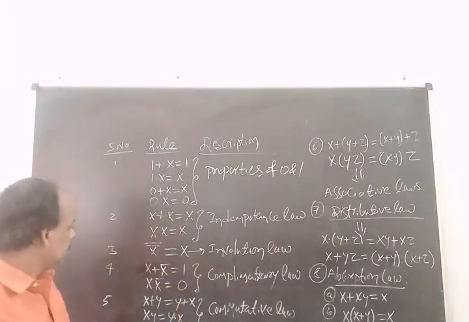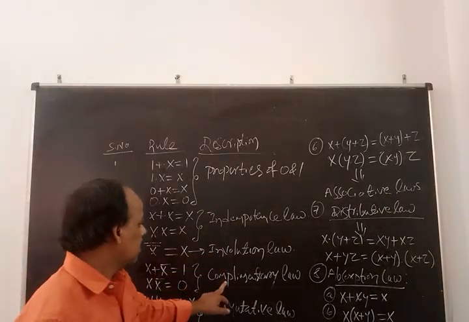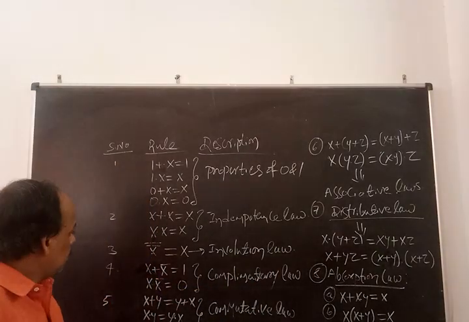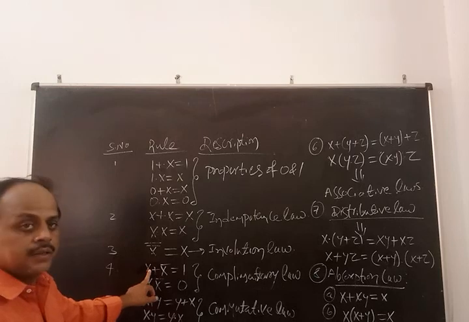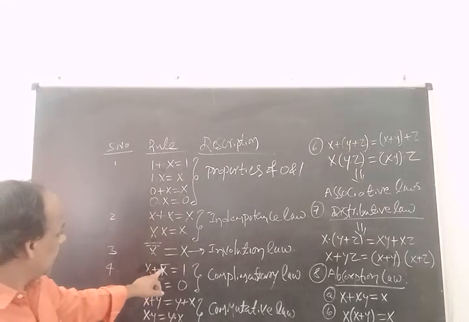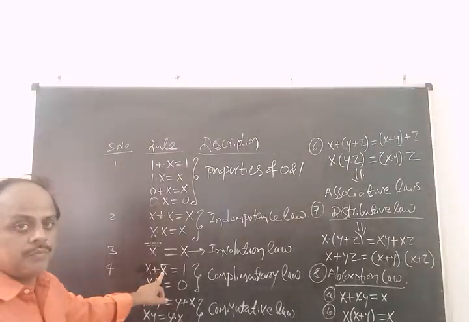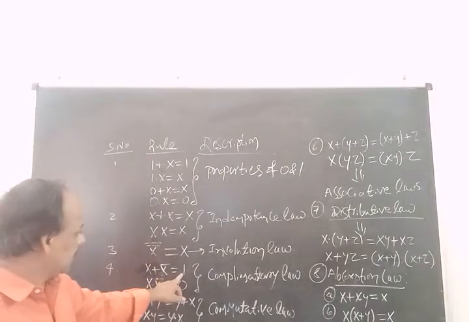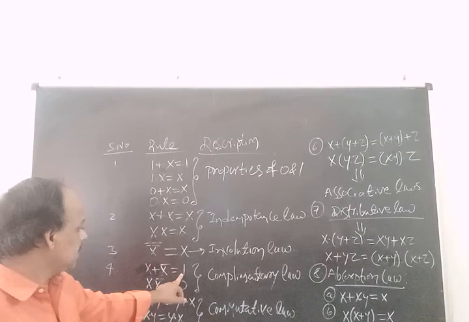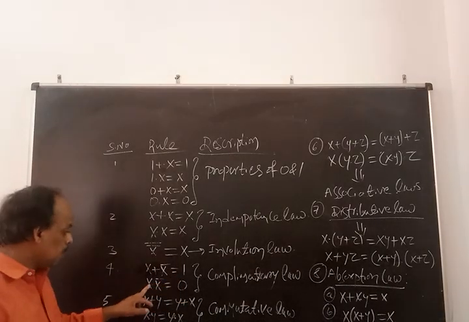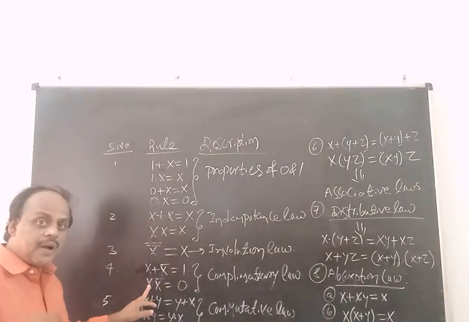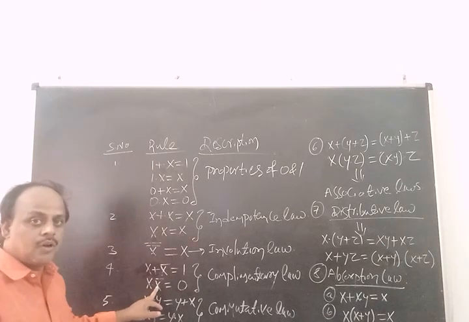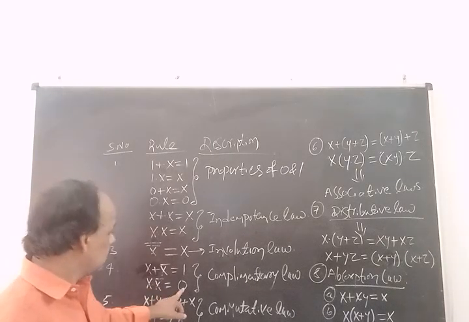Involution law. Next one is complementary law. That is, when a variable is combined with its complement form and undergoes logical addition, it gives 1. Second complementary law is when a variable is combined with its complemented form and undergoes logical multiplication, it gives 0.